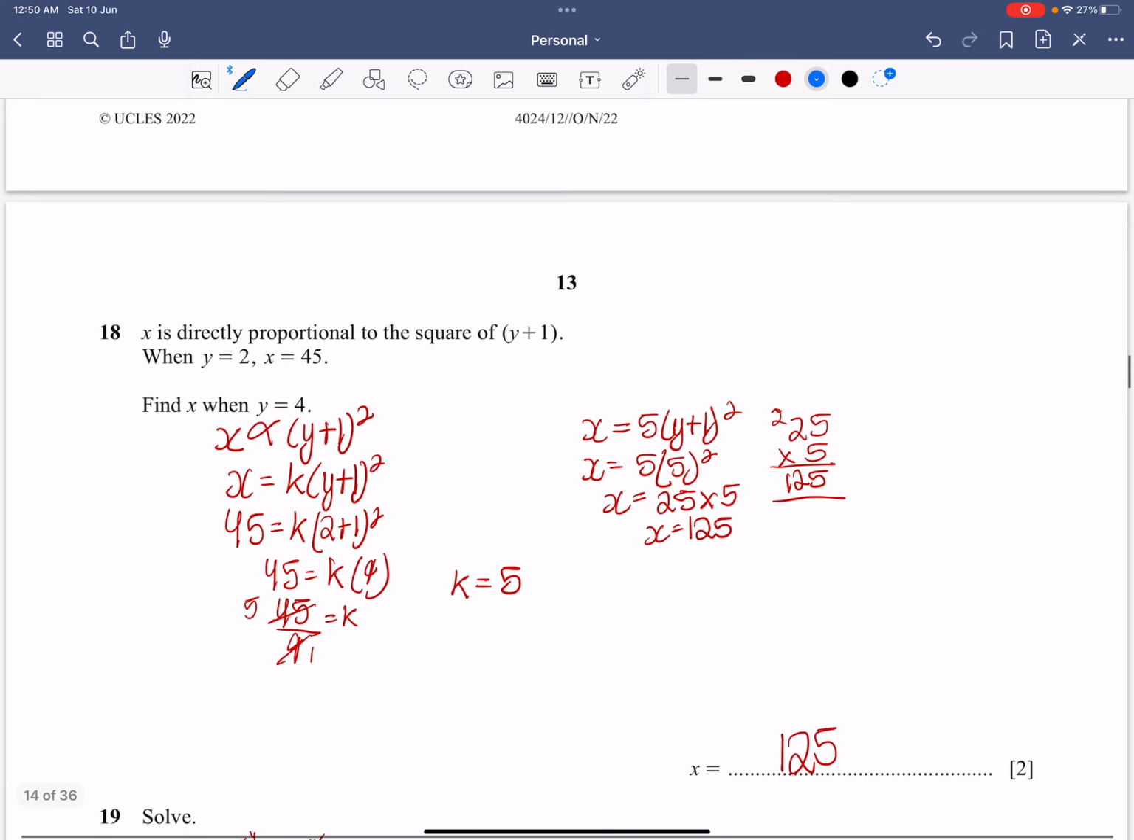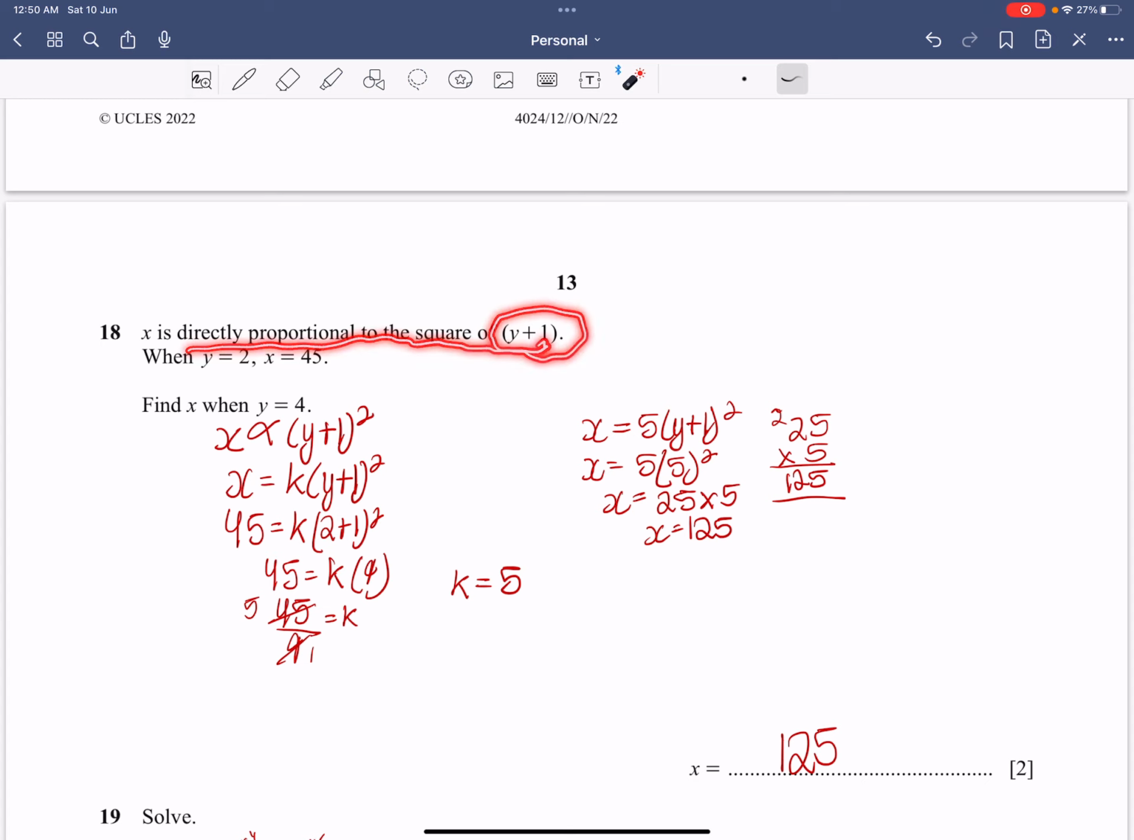Now next, x is directly proportional to the square of y plus 1. So what does this mean? Whenever they tell you directly proportional, you will always use this symbol, right? So x is directly proportional to y plus 1 squared.